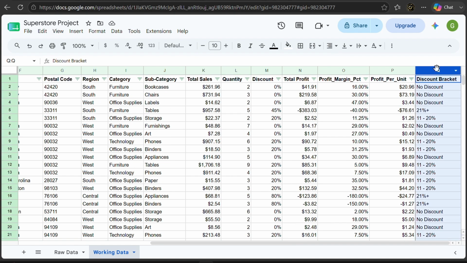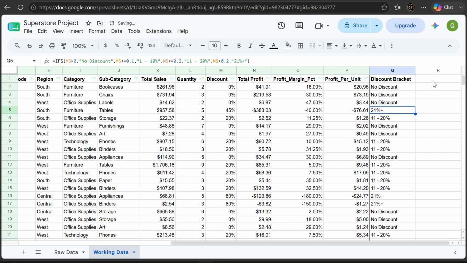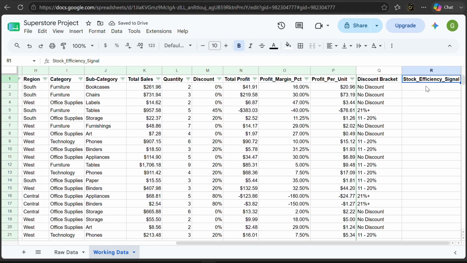So we're just going to create another column. Start one column, right? This particular column would be stock efficiency signal. I would like to make it bold, Control B, and it's nice to see it completely. So again, observe my formula bar here, please, so that you see exactly what I'm trying to do with this formula.